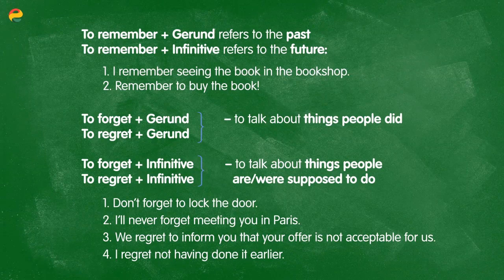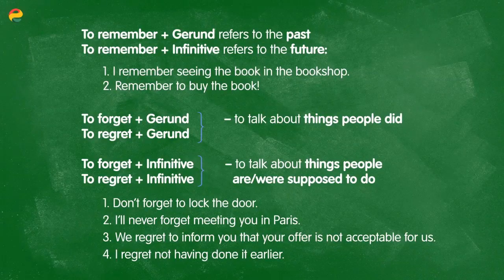But if I say, I'll never forget meeting you in Paris, here I'm talking about something I did. I met you in Paris in the past. Another example, we regret to inform you that your offer is not acceptable to us. Here, again, I'm performing a task. I regret to inform you. And this task now is taking place in the present. However, if I say, I regret not having done it earlier, here, when used with the gerund, I am expressing a regret about a past action or inaction.